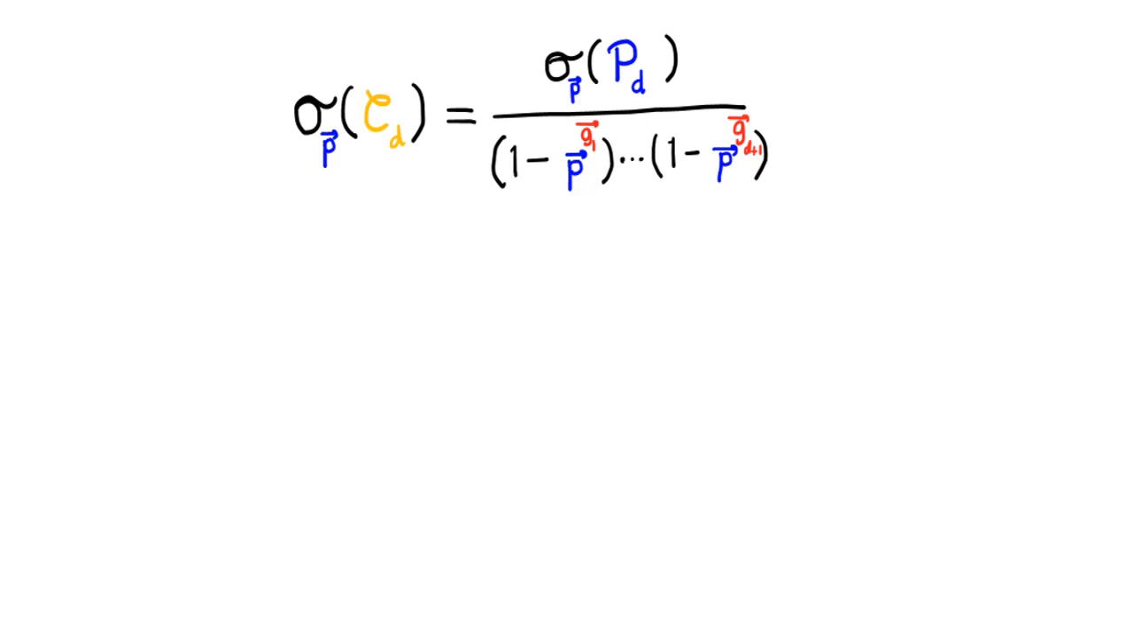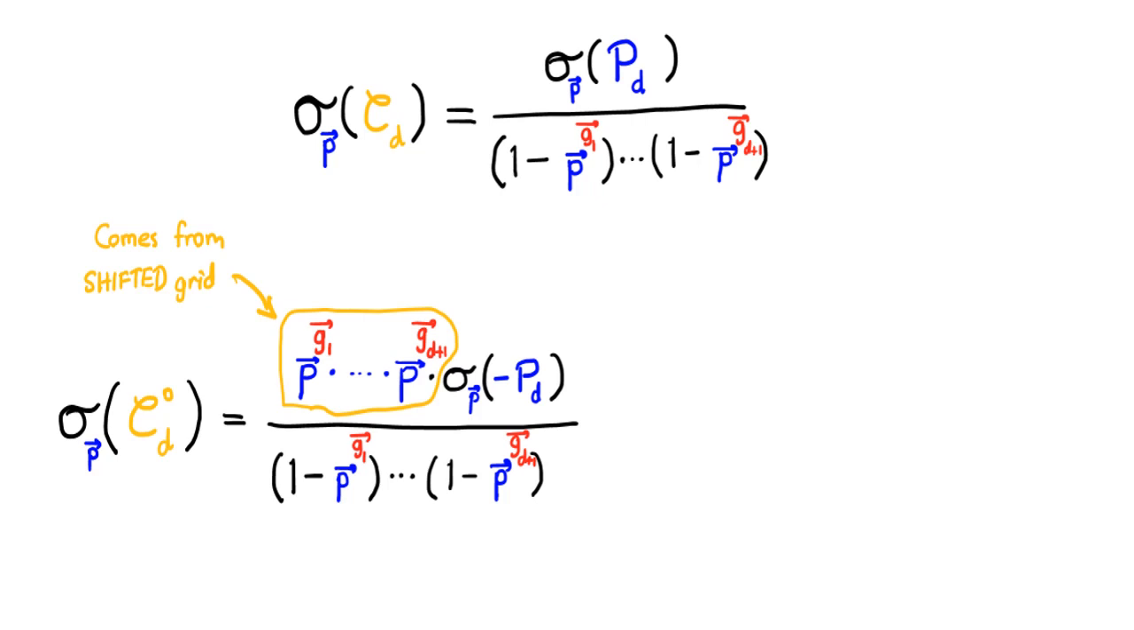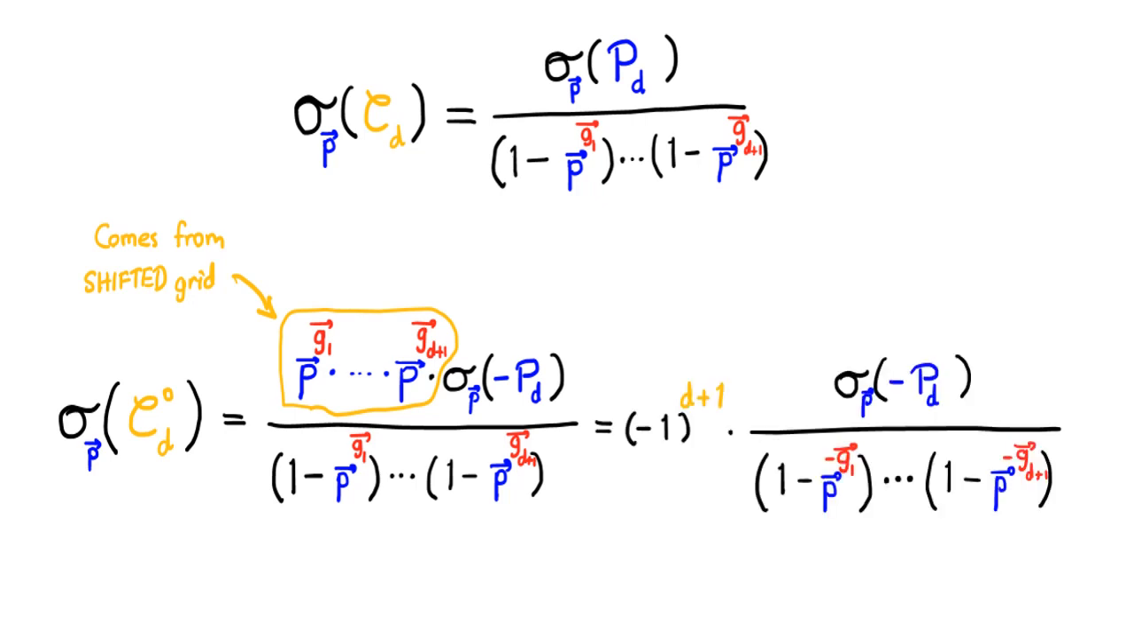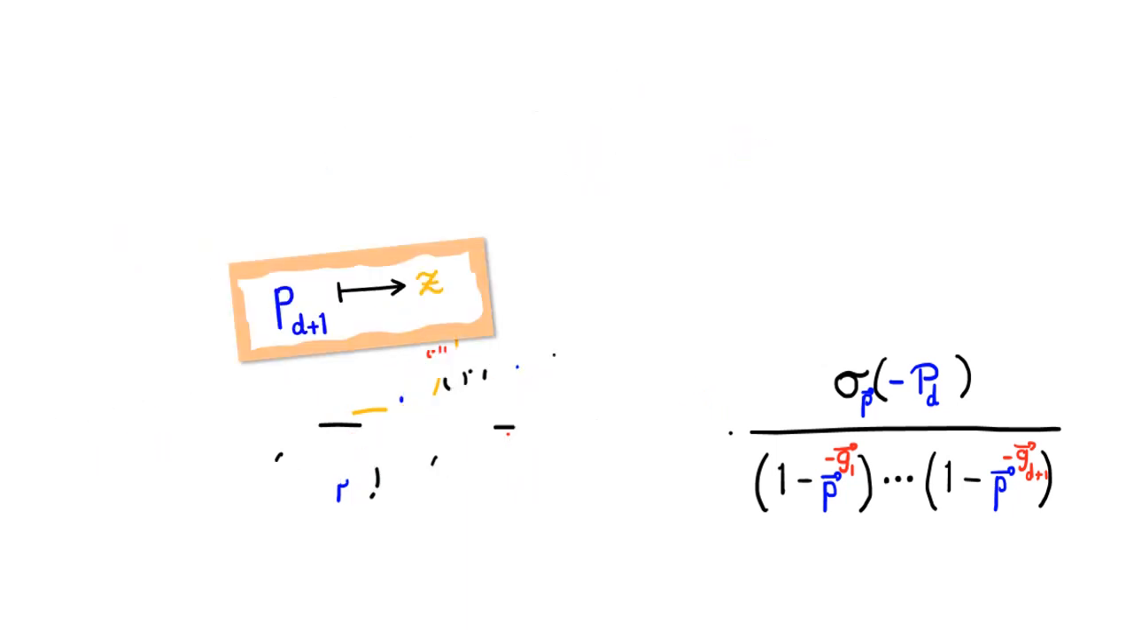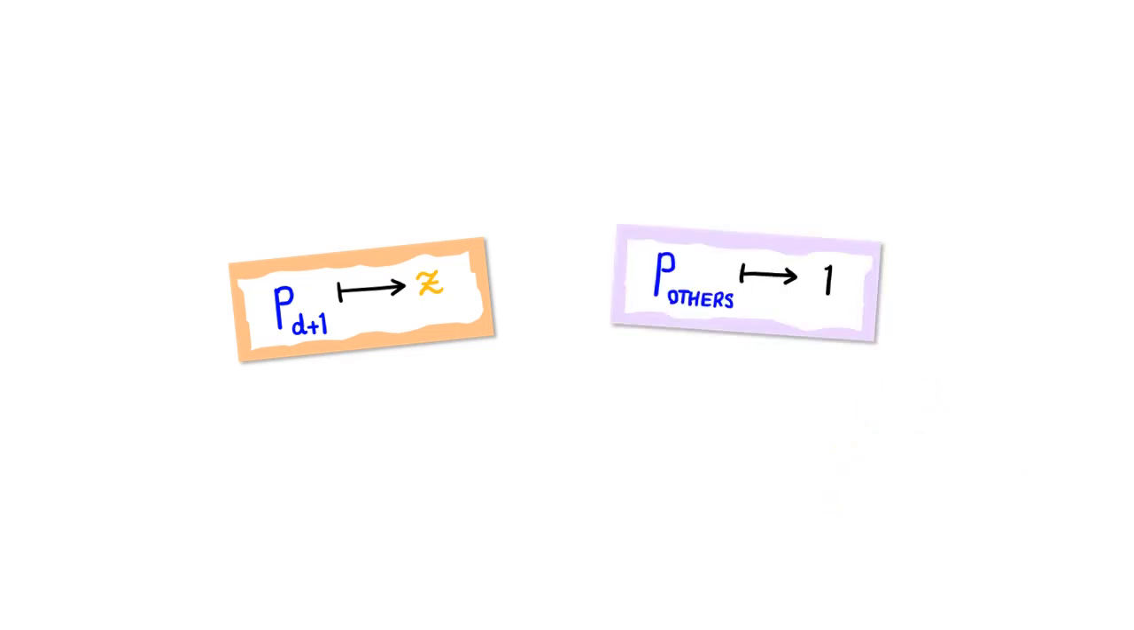For the d-dimensional simplexes, since we are going to have d plus 1 vertices in our simplex, the sigma for the corresponding cone looks like this. And so, this is the sigma of its interior. And if we rearrange things a little bit, we will get this. So, after substituting z for the last variable and 1 for all the other variables, we will have this.